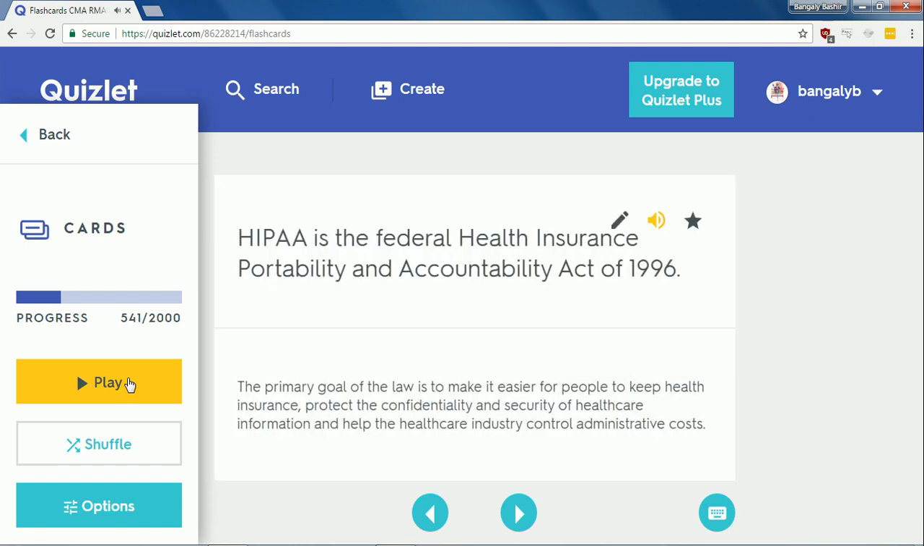HIPAA is the Federal Health Insurance Portability and Accountability Act of 1996. The primary goal of the law is to make it easier for people to keep health insurance, protect the confidentiality and security of healthcare information, and help the healthcare industry control administrative costs.